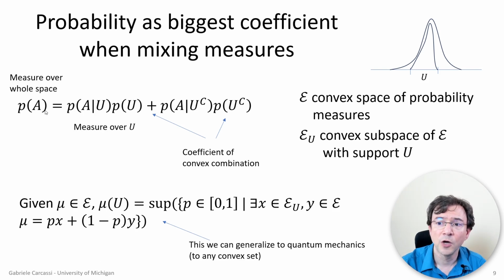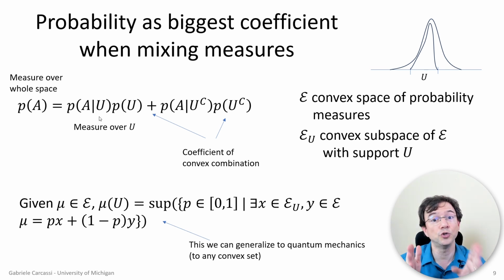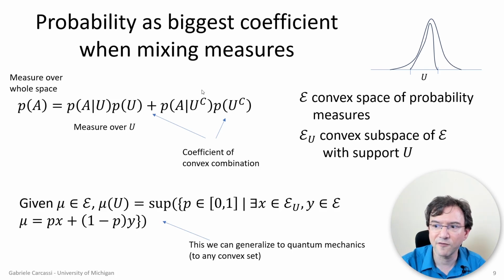And so what you can do with conditional probability is say that the probability of A is equal to the probability of A given U times the probability of U, plus the probability of A given U complement times the probability of U complement. And so this is a measure, something that takes sets and gives you a number. This is also a measure, but it's restricted to U. It's a measure that is only on U and is 0 everywhere else. This is a number, this is another measure, and this is another number. So what you're doing here is really a convex combination of measures. You have two measures, you have two numbers that sum to 1, and you construct a measure as a convex combination.